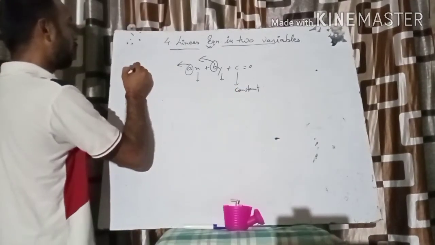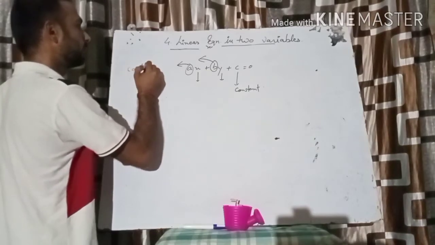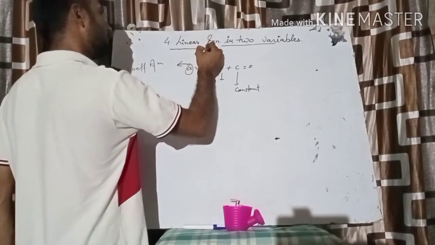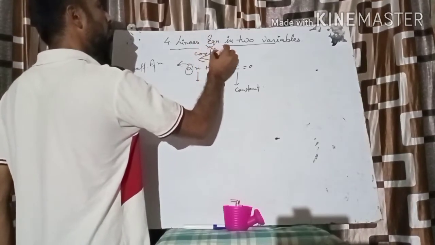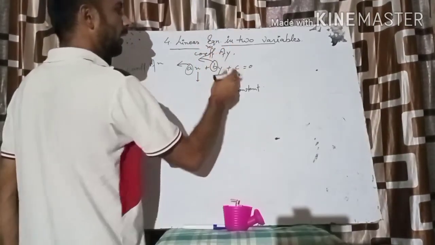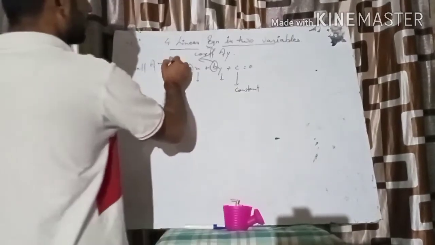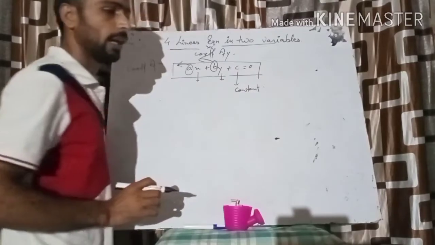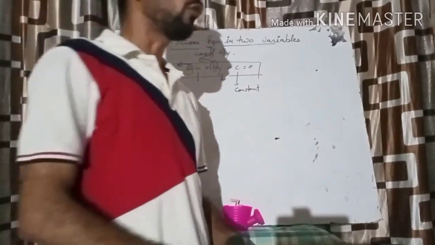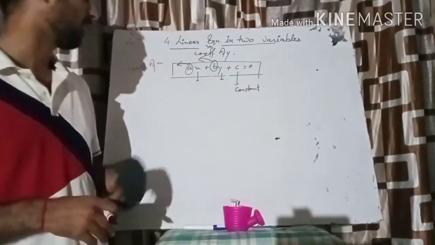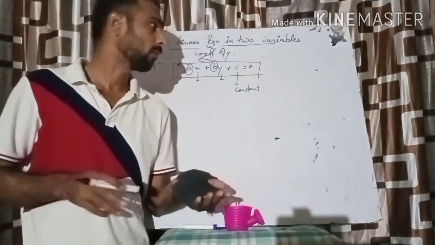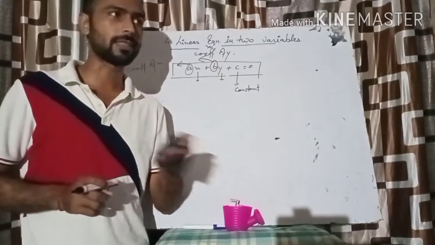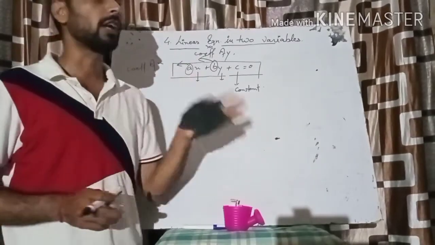So it's your coefficient of x, coefficient of y, and your constant term. This is the general form of a linear equation in two variables. Whatever the items are given in your problems, you have to arrange that question according to this form. You have to convert that situation into a linear equation in two variables.